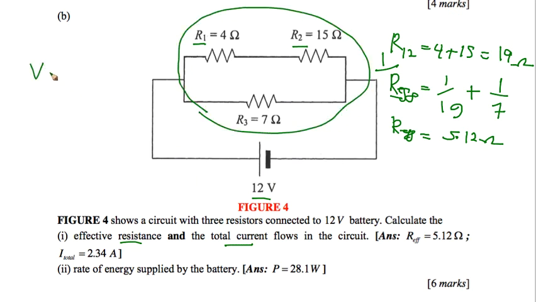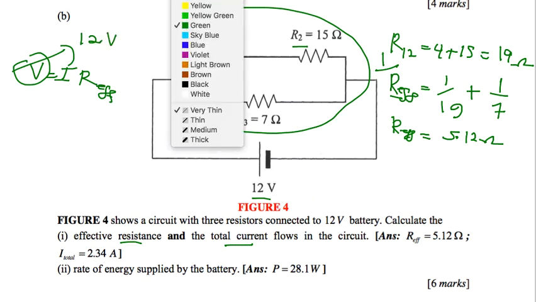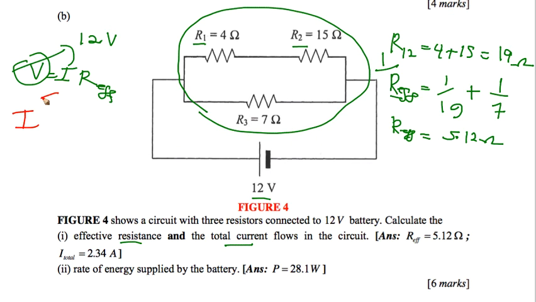So meaning if you look at the equation, V is equal to IR. R here is the effective resistance 5.12, and the voltage provided by the battery is 12 volt, meaning you can find the value of the current flow. I here is equal to 2.34 ampere. So this is the current flow in the circuit.